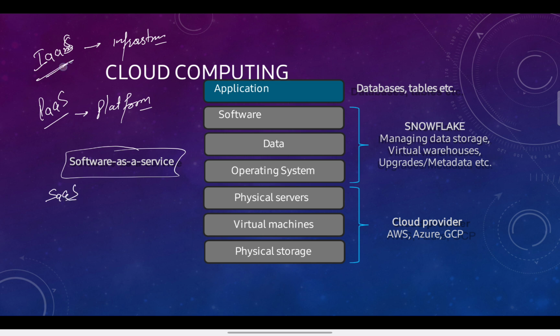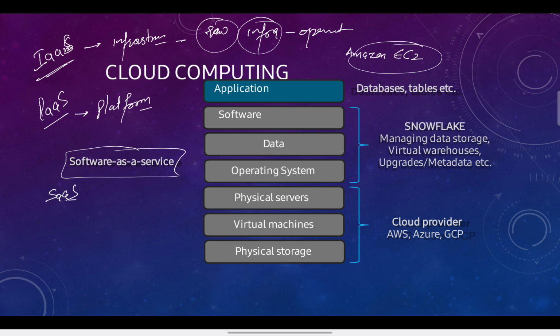With IaaS, you get raw infrastructure: virtual machines, networking, and storage, and you have to manage the operating system and apps yourself. For example, Amazon EC2. It's IaaS, infrastructure as a service.